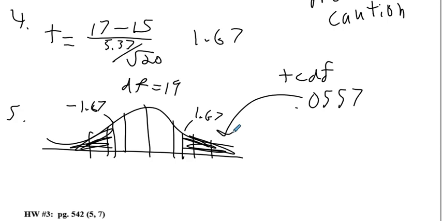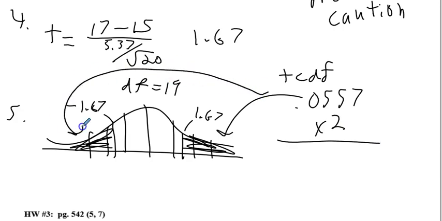All right? That's the one tail. Now, technically, I could put negative 999, negative 1.67, and run it again, but that's silly, because all I have to do is just double this. Because this is actually the same area as over here. You might want to draw those arrows to remind yourself. That's why we're doubling it, which gives us 0.1113.